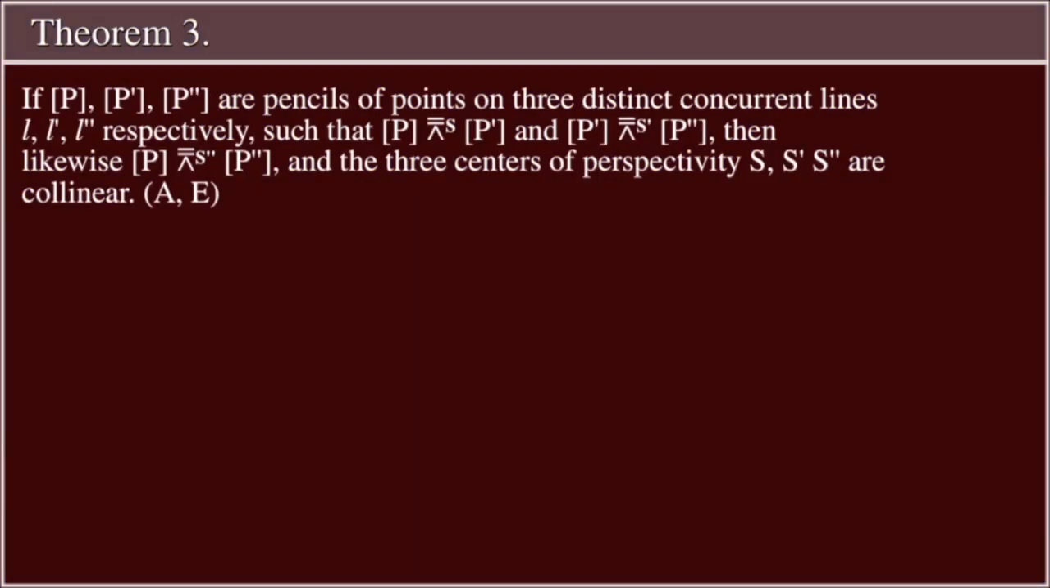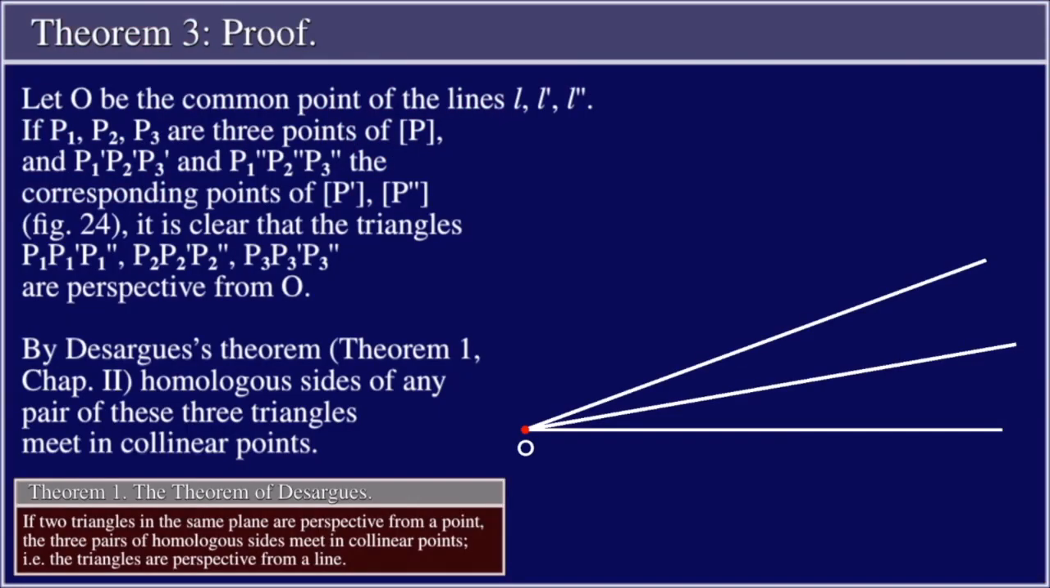Theorem 3. If P, P', and P'' are pencils of points on 3 distinct concurrent lines L, L', L'', respectively, such that P is perspective with center S with P', and P' is perspective with center S' to P'', then likewise, P is perspective with center S'' to P'', and the 3 centers of perspectivity S, S', and S'' are collinear. Assumptions A and E. Proof: let O be the common point of the lines L, L', L''.